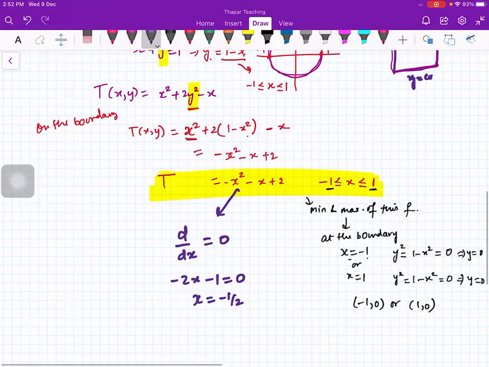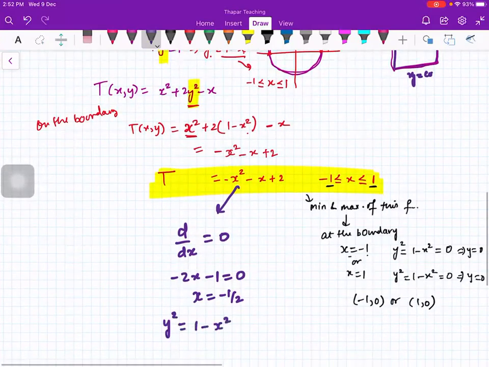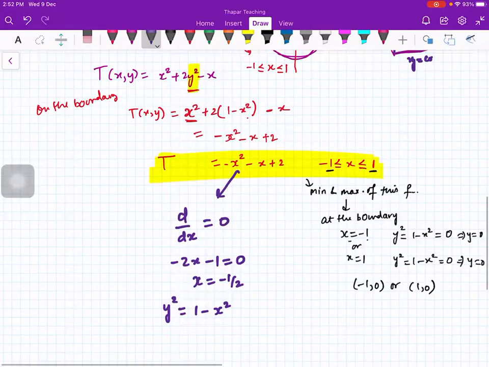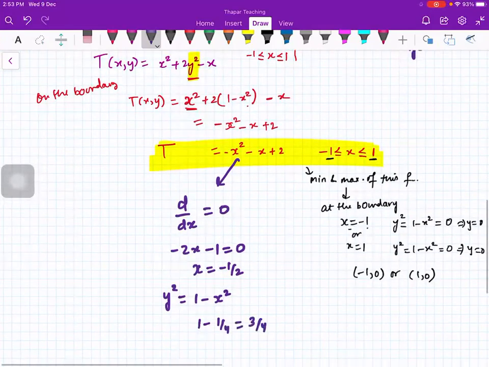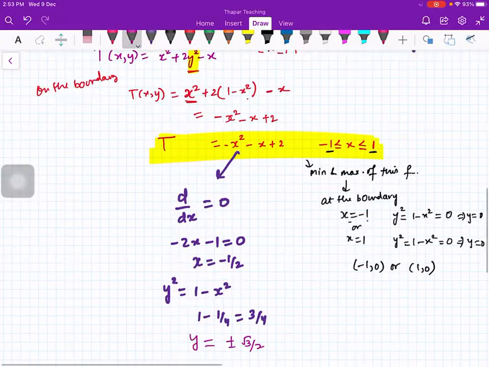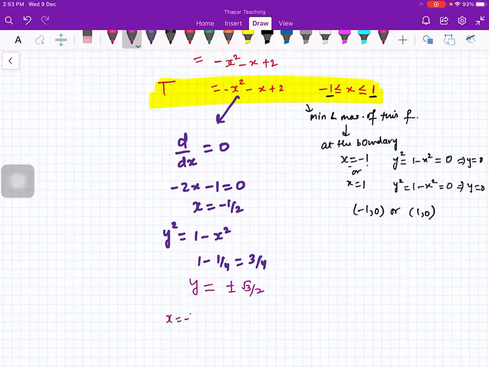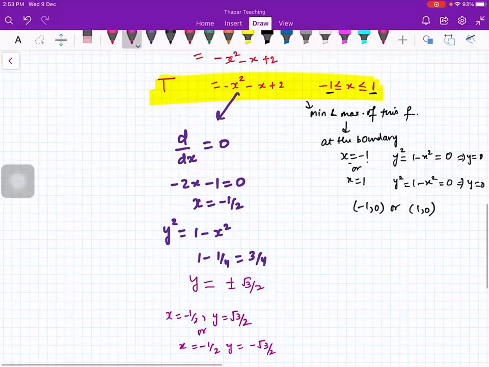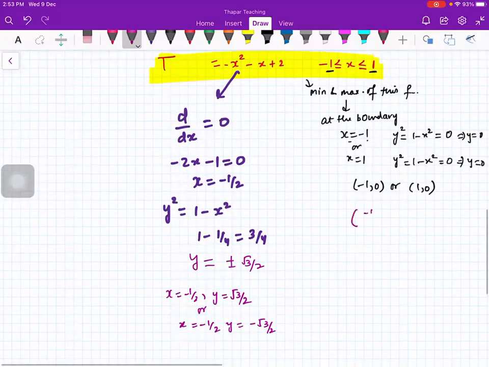So the value of y will be, y square is 1 minus x square. So that will be 1 minus 1 by 4, that is 3 by 4. So y will be plus minus root 3 by 2. So you have these points. x is minus half, y is root 3 by 2, or x is minus half, y is minus root 3 by 2. So you get these 4 points: minus 1 comma 0, 1 comma 0, minus half comma root 3 by 2, minus half comma minus root 3 by 2.